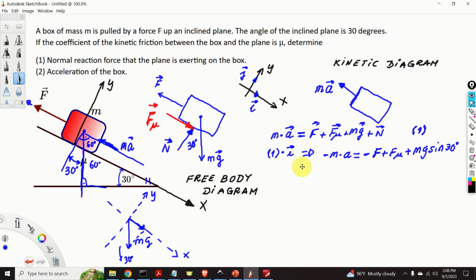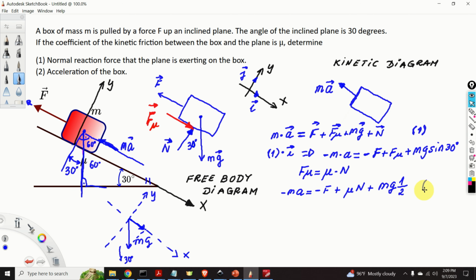On the other hand, we know that F mu is equal to mu, the coefficient of kinetic friction, times the normal force. Let's substitute this equation in this equation, and let's see the result. We obtain minus ma is equal to minus F plus mu times N plus mg, and let's see, what is sine 30 degrees? Obviously, sine 30 degrees is 1/2.